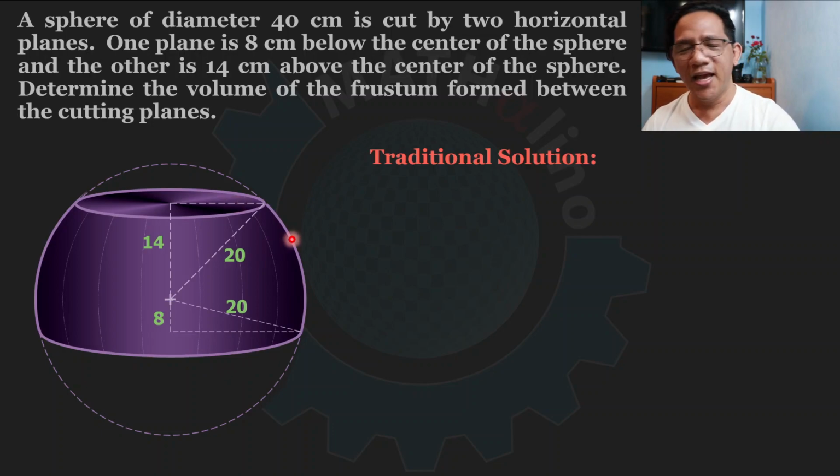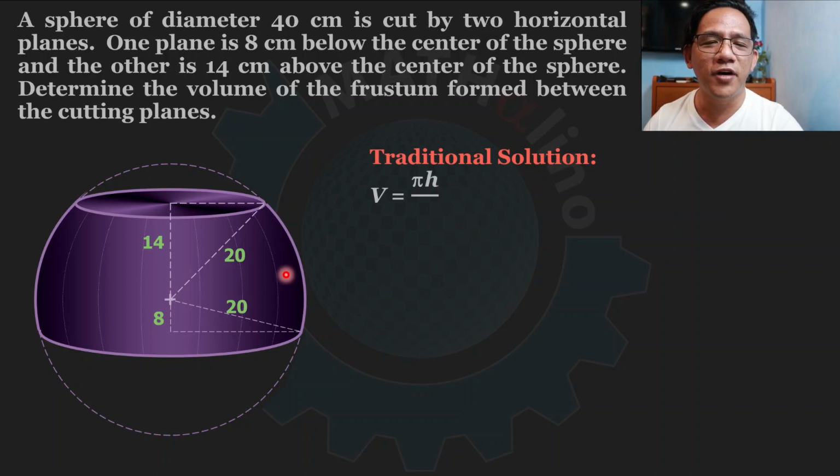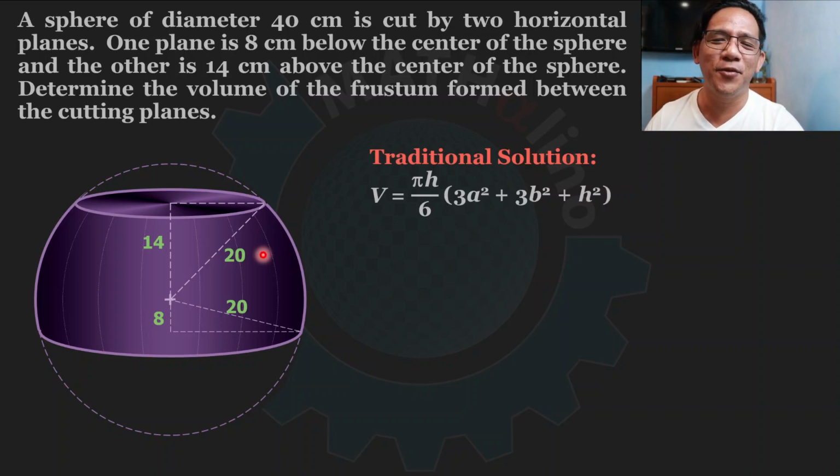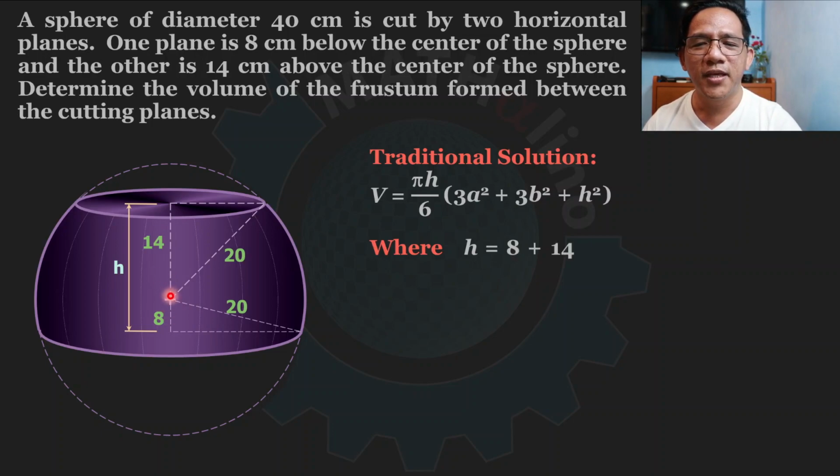How about the direct formula for the spherical segment of two bases? The formula is this one. The volume is equal to pi h over 6, times 3a squared plus 3b squared plus h squared. What is this h in our formula? That is the distance between the upper base and the lower base. From our figure, that is equal to 22 cm, 8 plus 14.